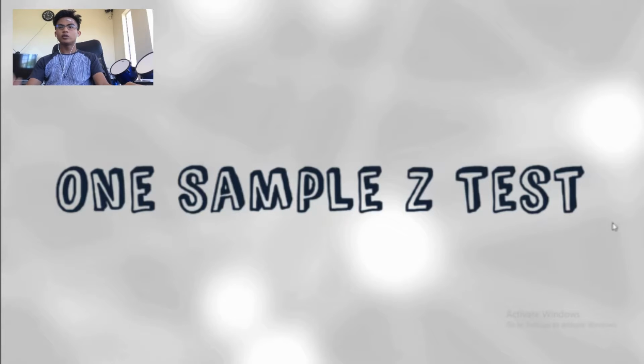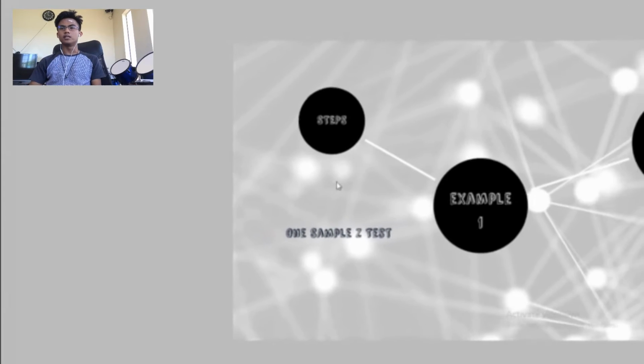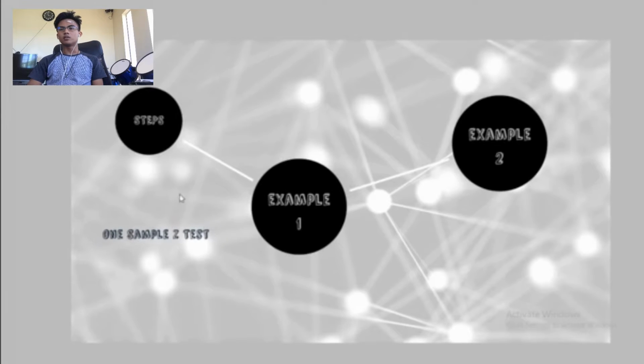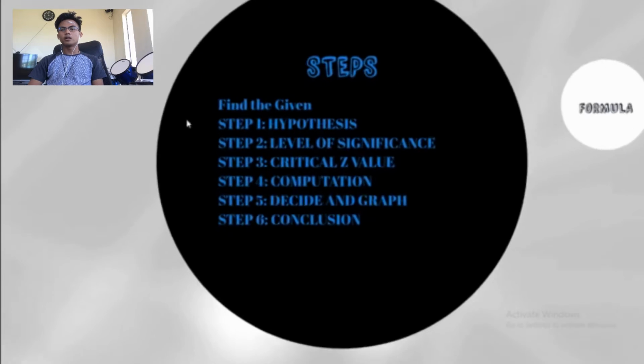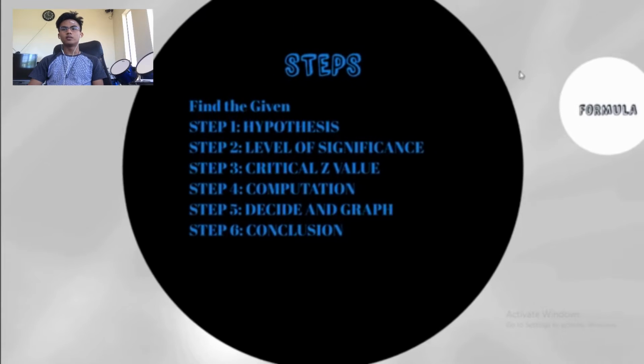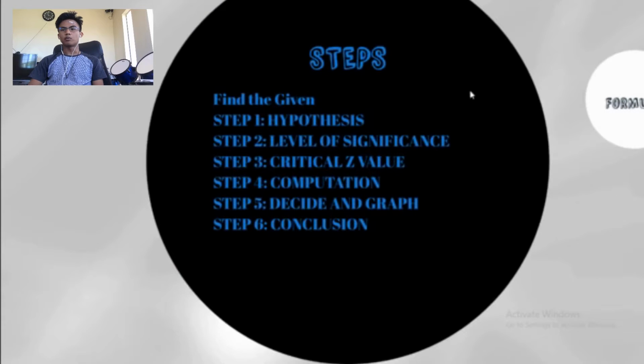Hi guys, today I'm going to show you how to solve a 1 sample z-test. Here are some other examples of a 1 sample z-test, but first, you should know the steps before solving. Step 1, you need to find the hypothesis. Step 2, identify the level of significance. Step 3, convert to critical z-value. Step 4, computation. Step 5, deciding where to graph. Step 6, conclusion.